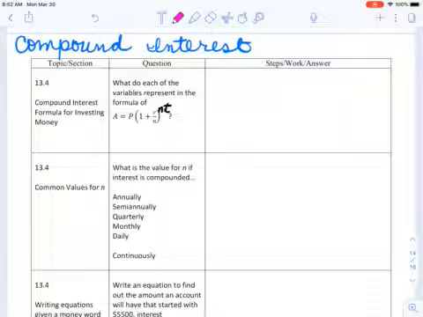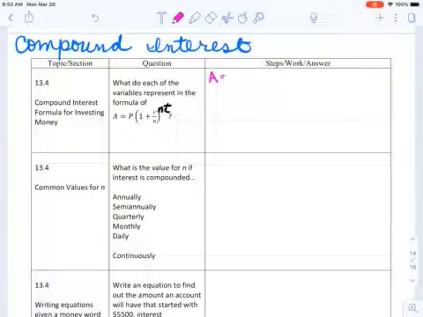So we have a little bit different formula, and there is a typo on there. It should be A equals P times 1 plus R over N. And that power on there, if you printed out the worksheet, it says to the RT power. It should be to the NT power. Okay, and what do all these things mean?